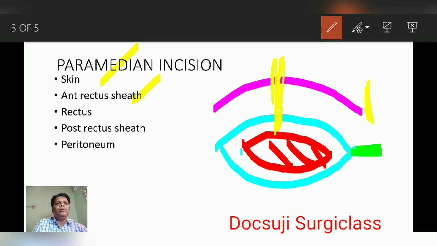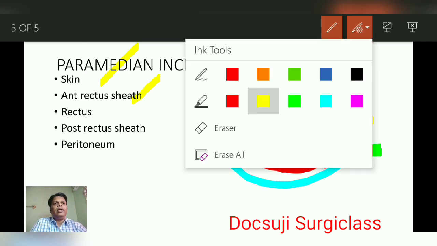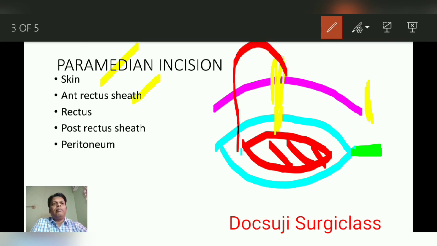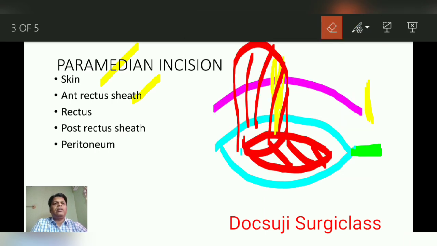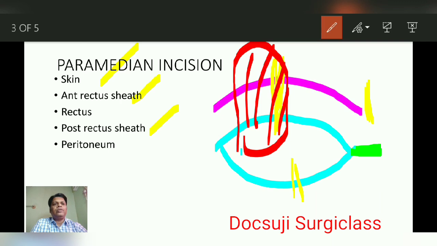Then the rectus, in two ways you can handle it. One, from the medial cut margin of the rectus sheath you retract the rectus muscle completely. This is one way. Once you retract the rectus muscle, you can go into the posterior rectus sheath, open it, then open the peritoneum and reach the peritoneal cavity.